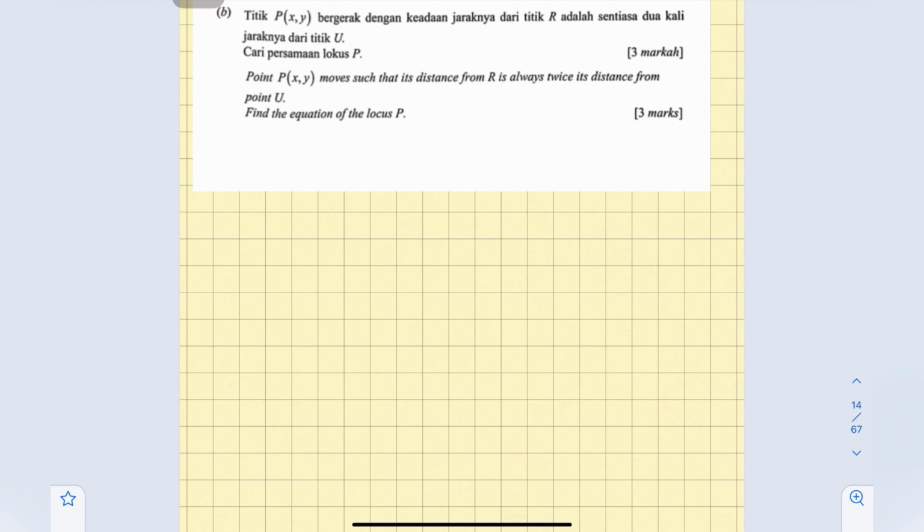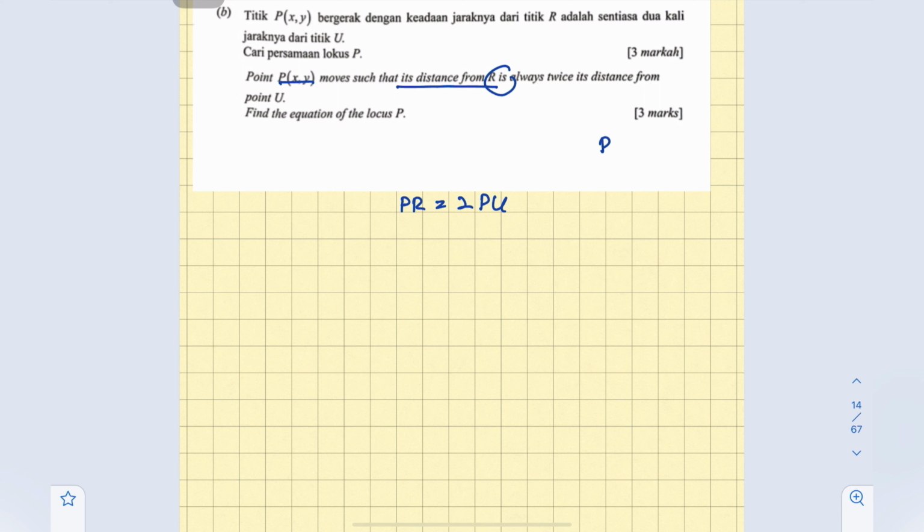Point P(x, y) moves such that its distance from R is always twice its distance from point U. Find the equation of the locus of P. Okay, so from the sentence here, P moves such that its distance from R, meaning that PR is equal to twice its distance from U, so PU. So we get the equation PR equals 2 PU.